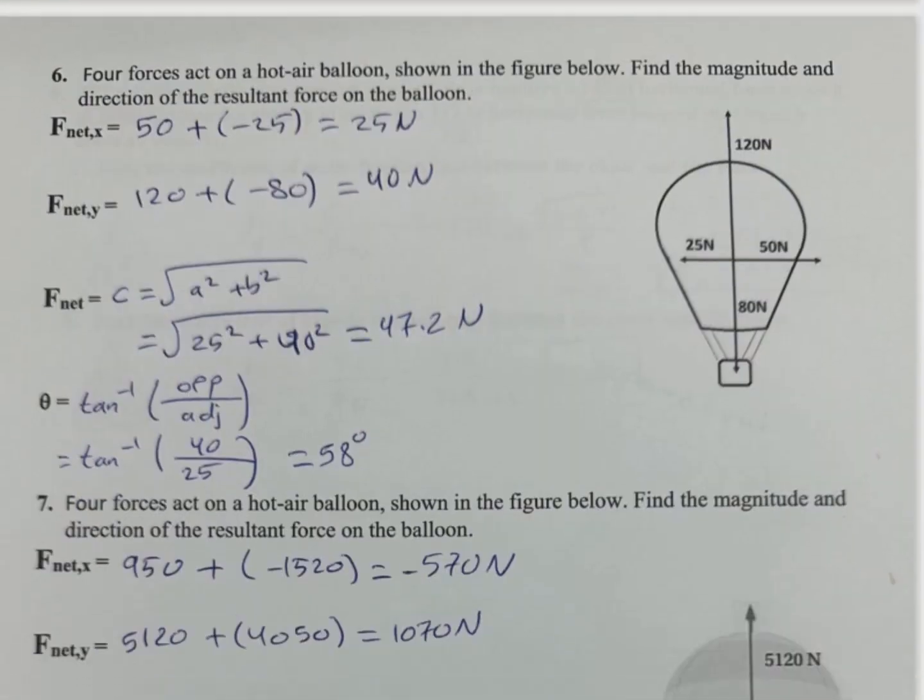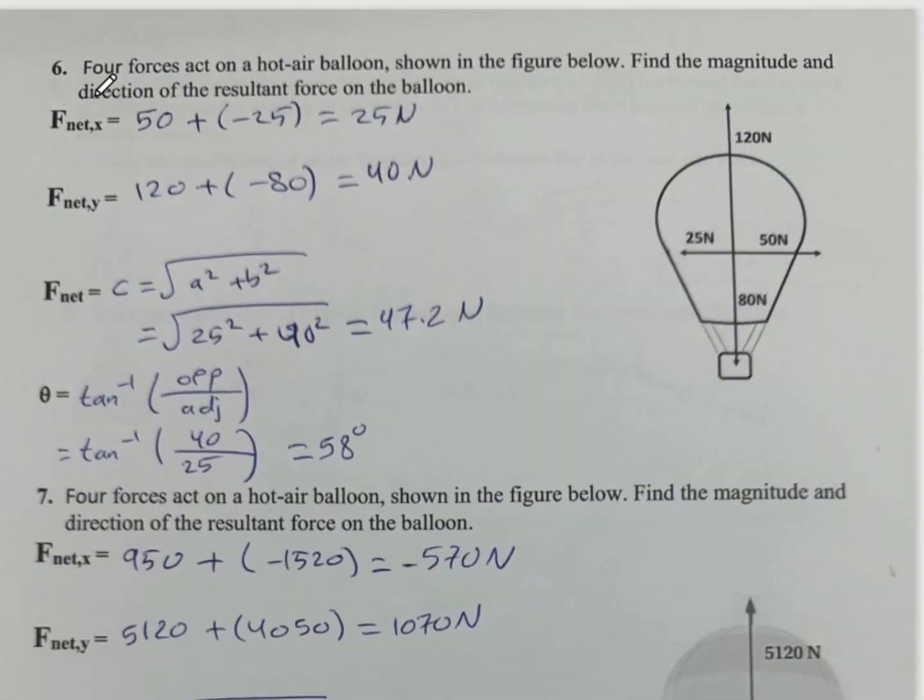Okay, now let's come to question 6. We have 4 forces. You have to find F net, and then you have to find also the direction. So first of all, you have to find F net x. You just add the x axes. So you have to add negative 25 plus 50. So 50 plus negative 25, you find by the calculator 25 Newton. Don't forget Newton, force, and this is degree.